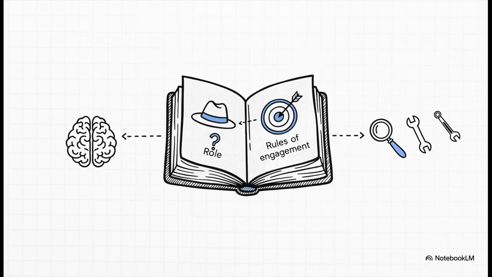And finally, the guidebook. These are the instructions you give the agent. This is where you define its role, its goals, and its rules of engagement. It's the mission brief that tells the brain how to use its tools. Because just like with us, a smart person with skills but no clear goal is just, well, untapped potential.